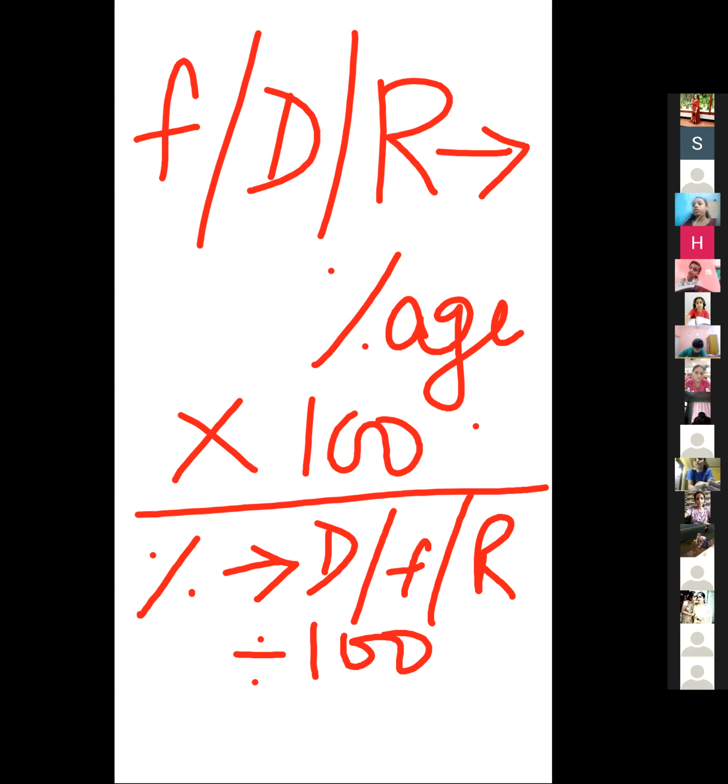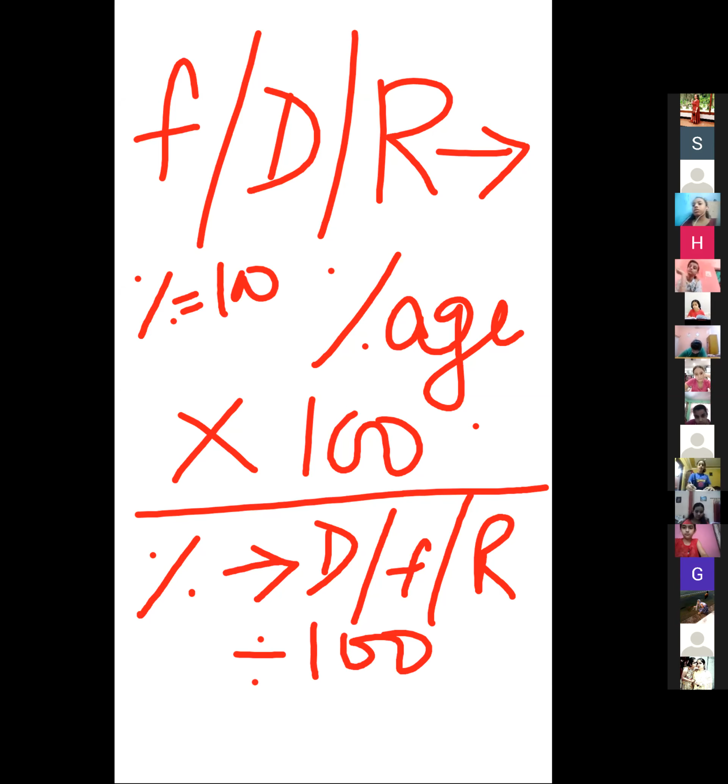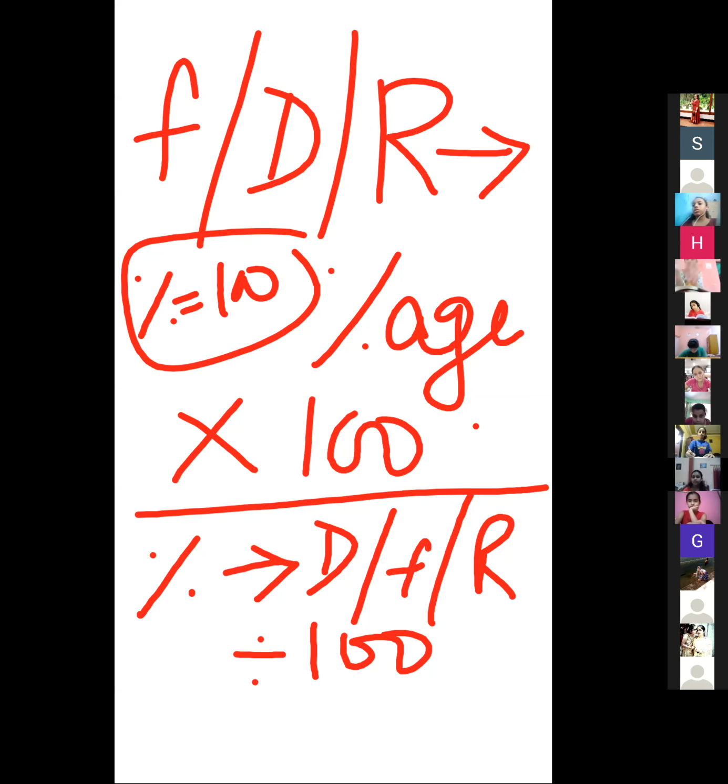Please write down somewhere in your copy, in the very beginning of this chapter, that in this chapter different topics are there. Every exercise comes with a new topic. Now this is percentage. So when you start percentage, you have to write the full introduction. What is percentage? Percent means 100. ये आपको पता होना चाहिए. Percent का क्या मतलब होता है? 100. ठीक है?